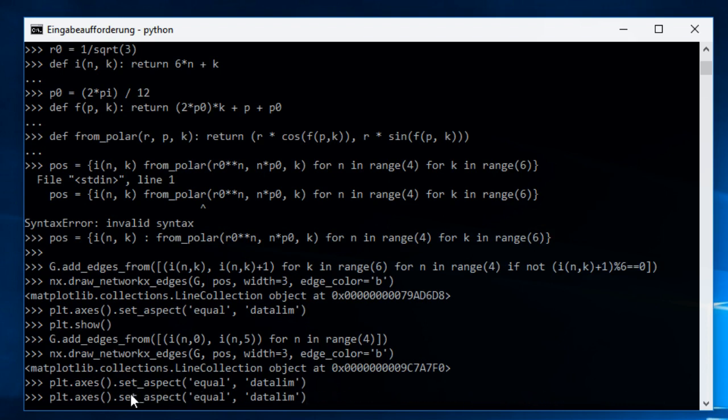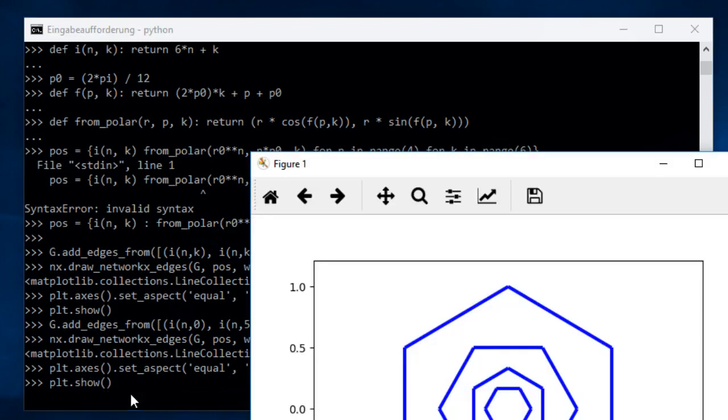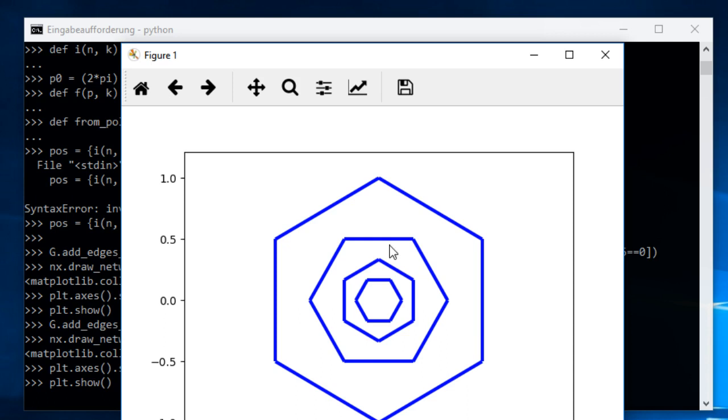Show me what you got. Yay! Looks good. So that's what we want. So we now just added this line and this line and this line, right? Okay.